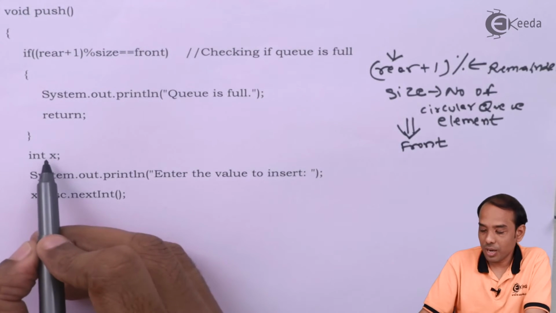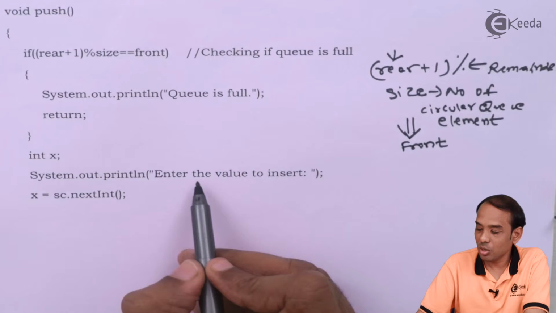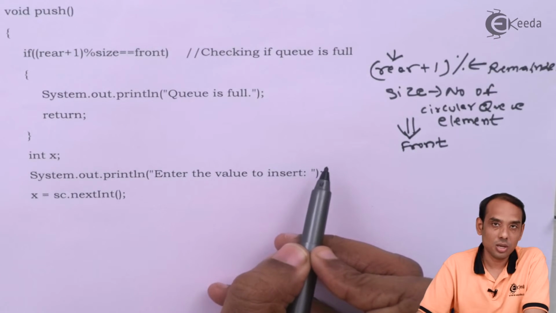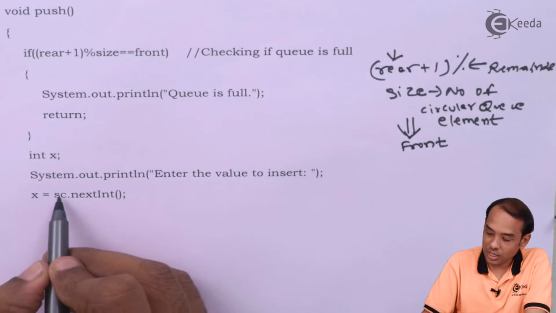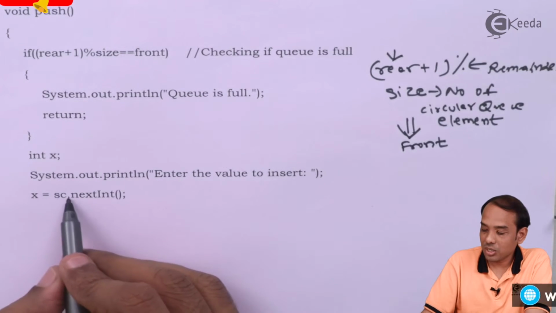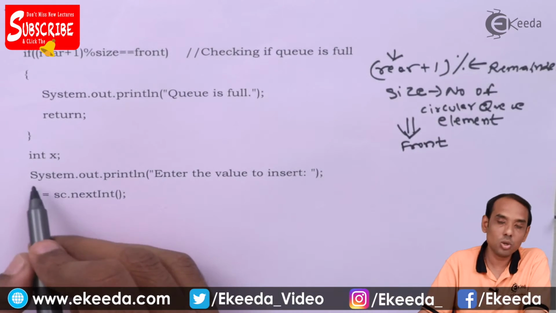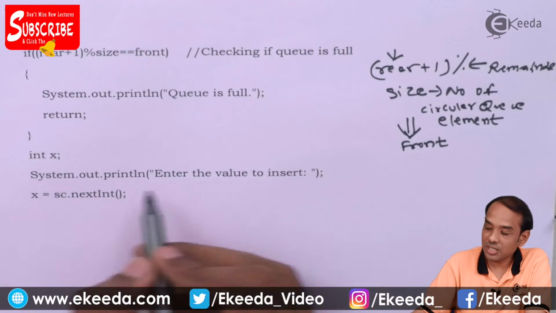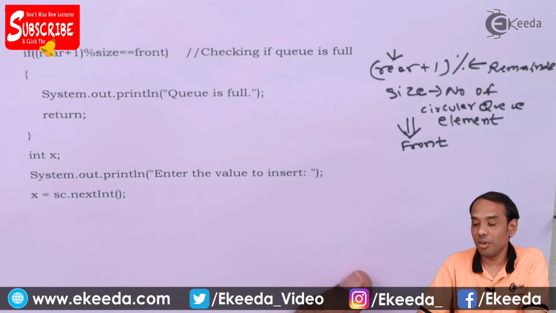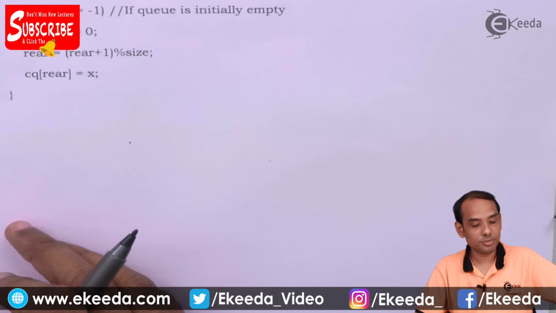So we have a variable called x, and then we will start pushing the values. We will ask the user for the value to insert. How do I take it? x equal to sc dot nextInt, where sc is the object of the scanner class. Like this, we have the value to insert, and this will be pushed into x. Once this is done, we will go for checking the conditions of pushing the values.